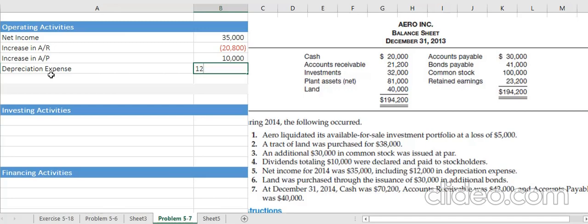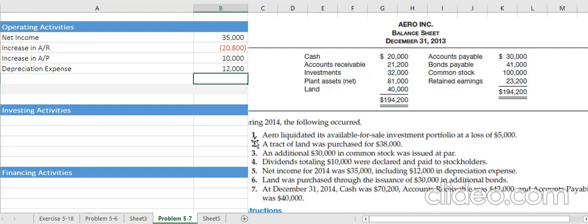So if I want to reverse that expense entry which I did in the income statement, I will reverse it by adding it back, because it was subtracted when I prepared the income statement. So it will be 12,000 plus depreciation expense. After that, we will see if we have any gains and losses.